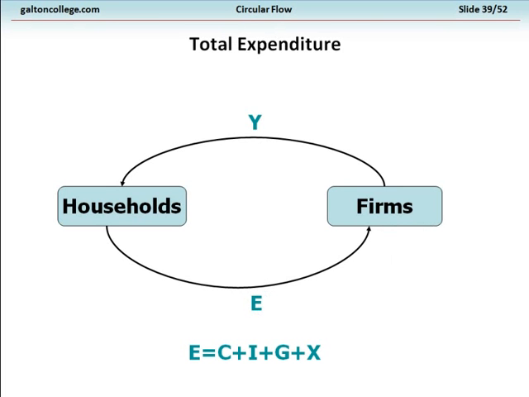And of course the total value of expenditure, what we spend, household spending, is E. So E is the total of our expenditure, which is equal to what we spend, consumer expenditure, what companies spend, investment expenditure, what the government spends, government expenditure, and X, what foreigners spend on our goods and services.